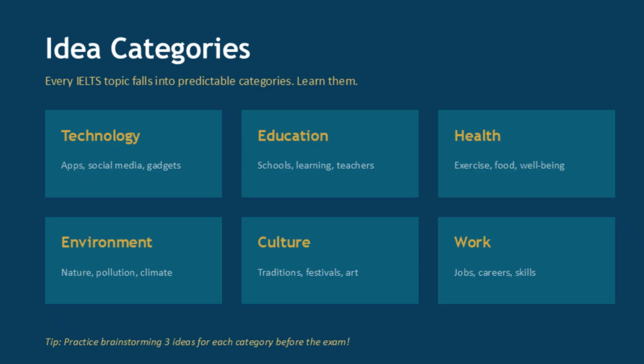If you look at some more, the health category: exercise, food, well-being, right? The environment category: nature, pollution, climate. So everything has a category, and falling under those categories are words associated with that category. So we need to learn these categories. That boosts our vocabulary bank as well, right? So we know these categories, we can associate words with these categories, and thereby we can speak effectively because we know what categories we want to talk about.